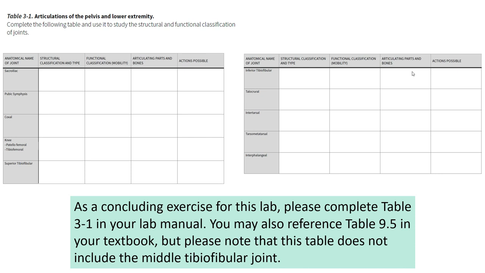And then I want you to have the functional classification. So is it a synarthrosis, an amphiarthrosis, or a diarthrosis? What are the articulating parts in the bones, and then what actions are possible? This is a very important table because you're going to then be referencing this in the future as we look at muscles that are working on those specific joints.